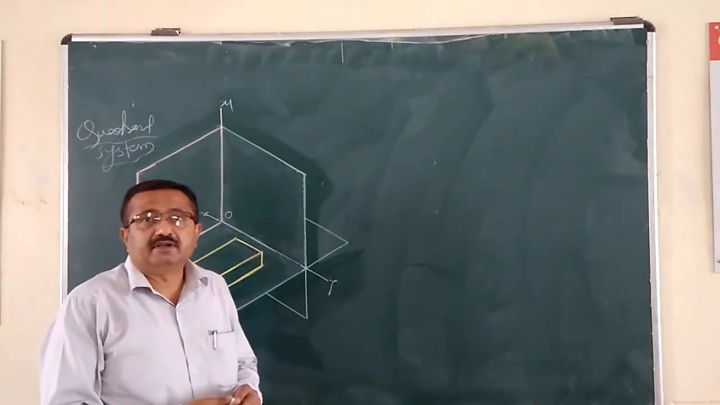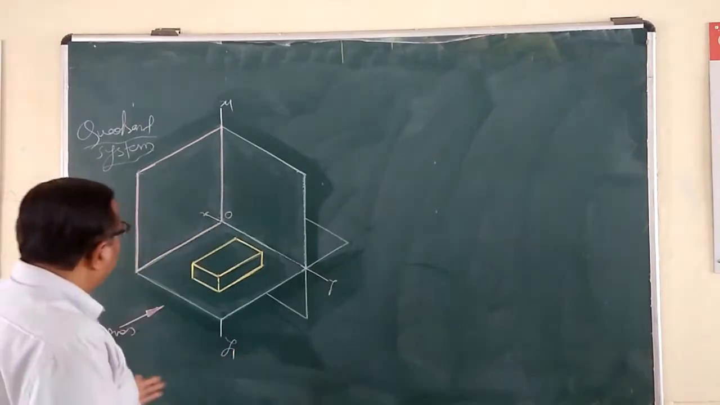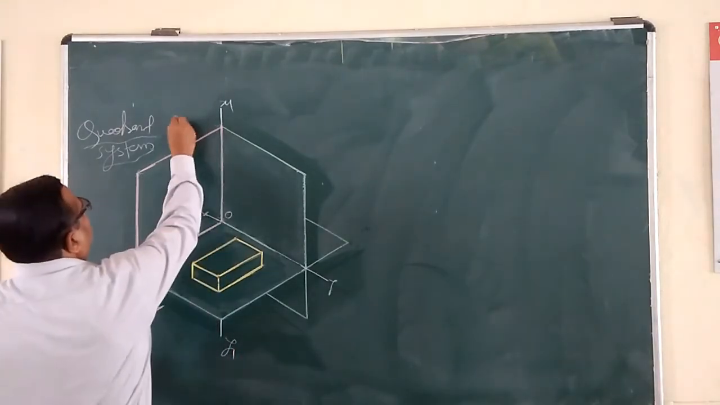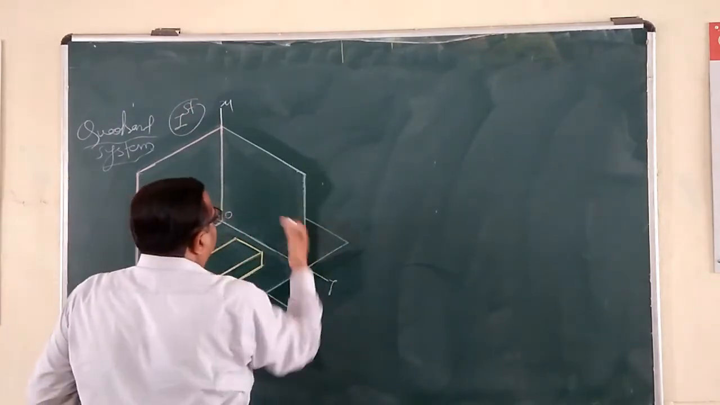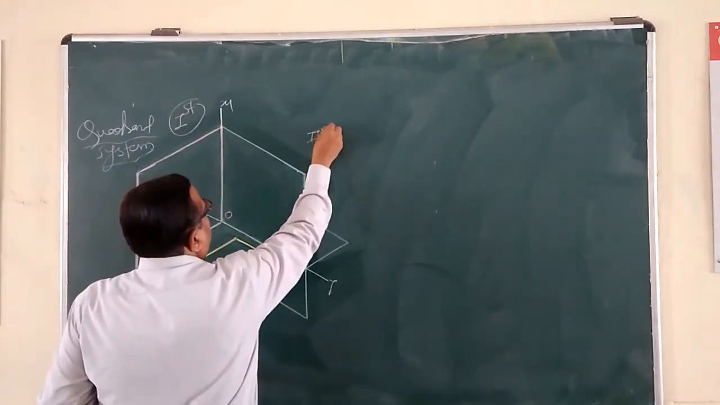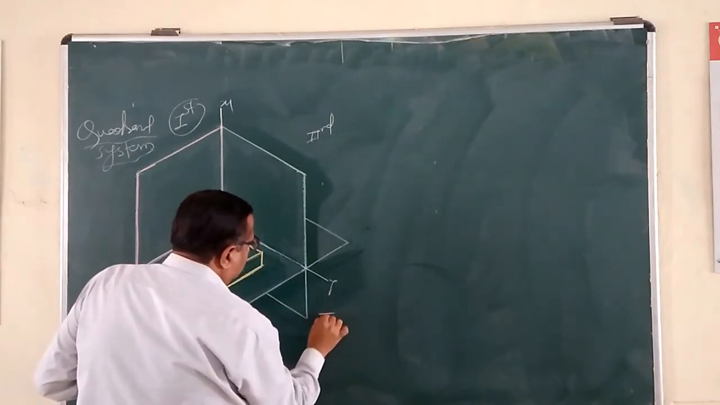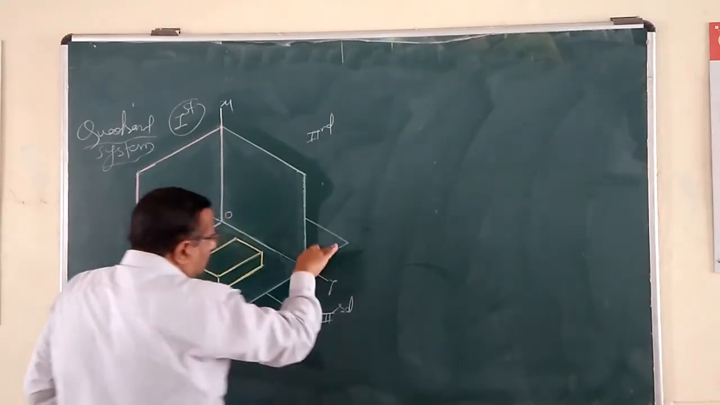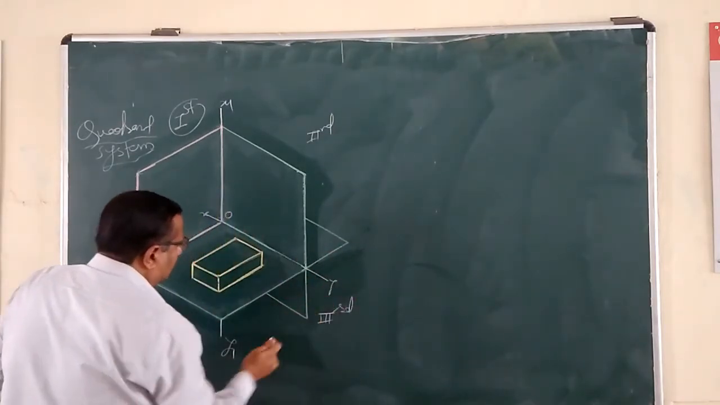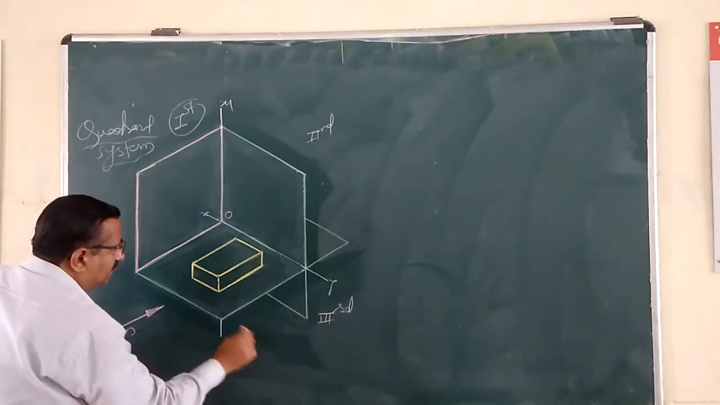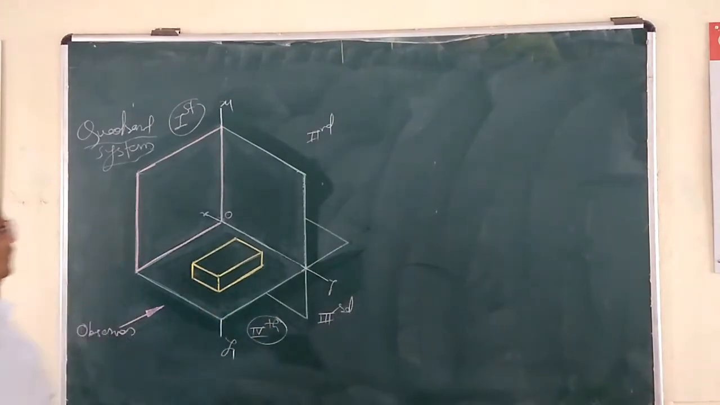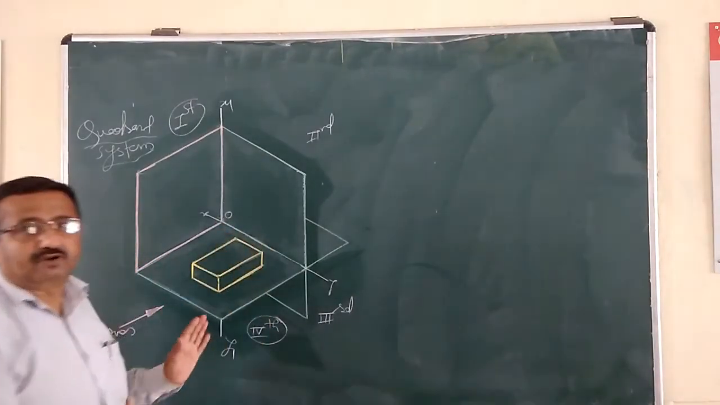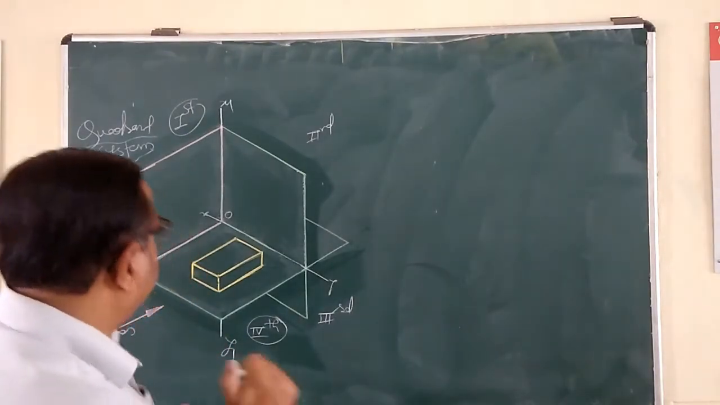Last time we have seen, when the object is kept in the first quadrant, this quadrant itself is first quadrant. This one, just behind this vertical plane, is second quadrant. Third is here, below HP, behind VP. Fourth is in front of VP, below HP. This one is fourth quadrant. Now we have kept the object in the first quadrant, so it is called first angle method of projection.